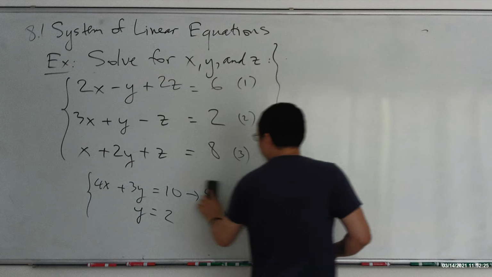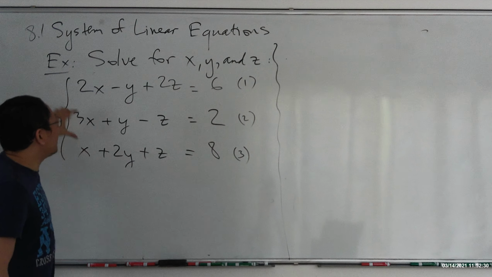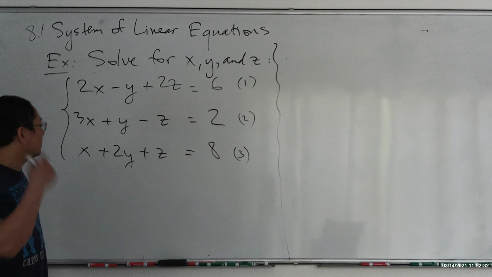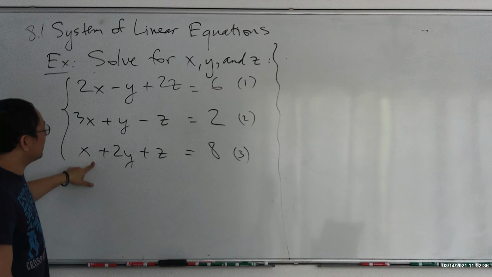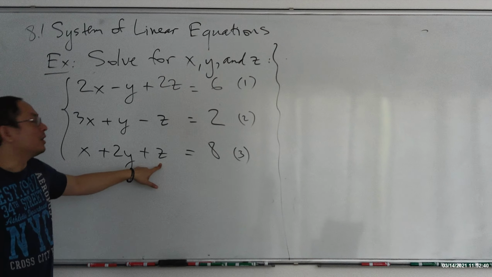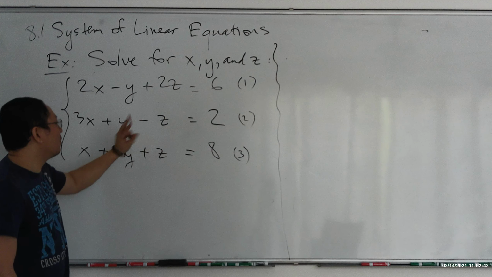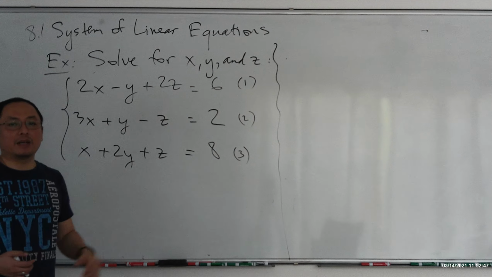All right? For elimination, you have to choose a pair of equations, and you have to eliminate one variable. So in here, I see that equation 2 and equation 3, I got negative z right here and positive z right here. So I don't have to multiply anything. Then I will eliminate z. And if you want to eliminate z, keep eliminating z all the time.